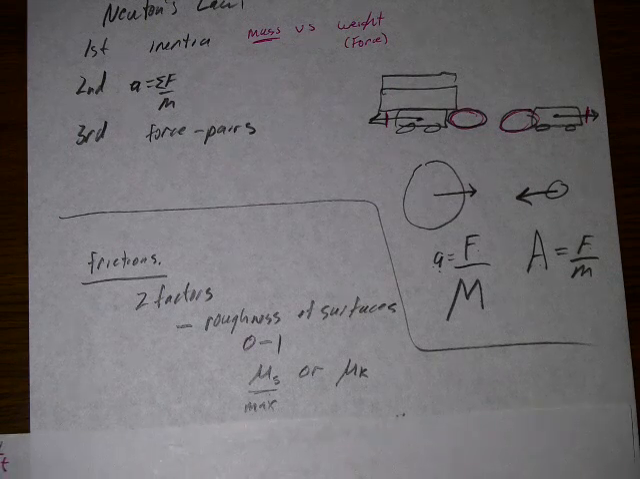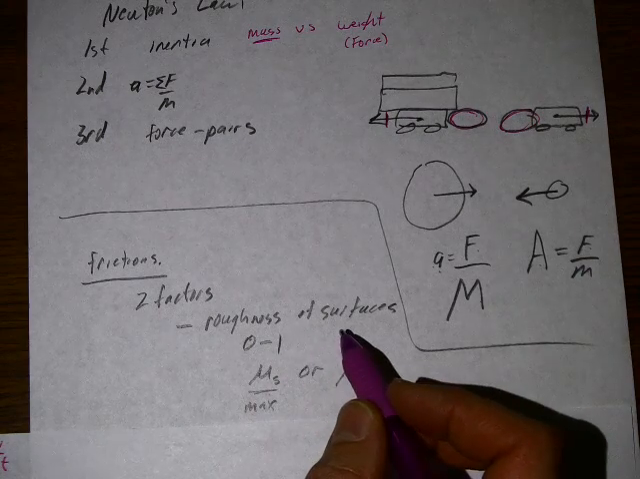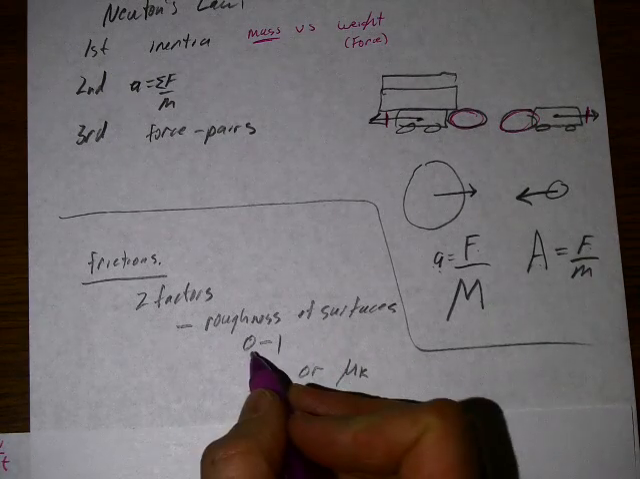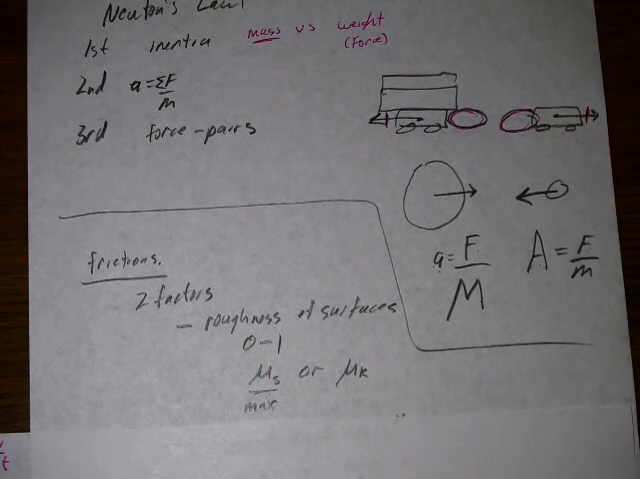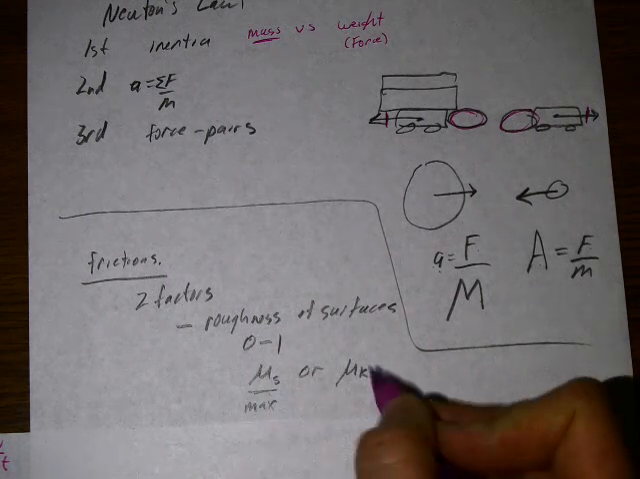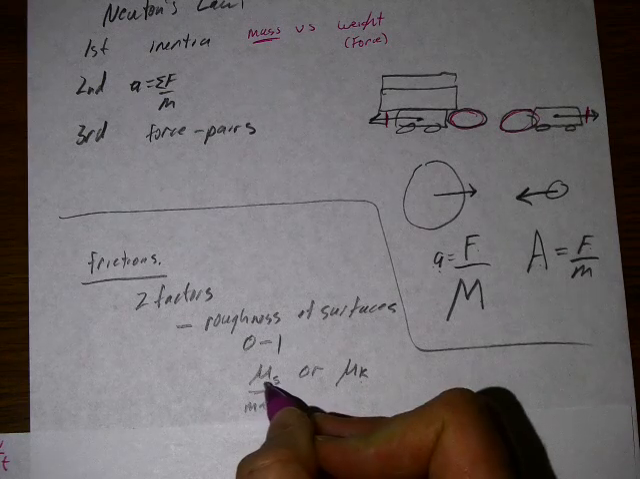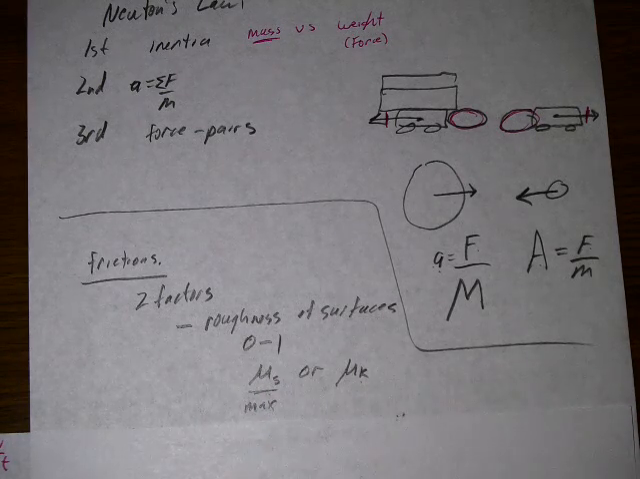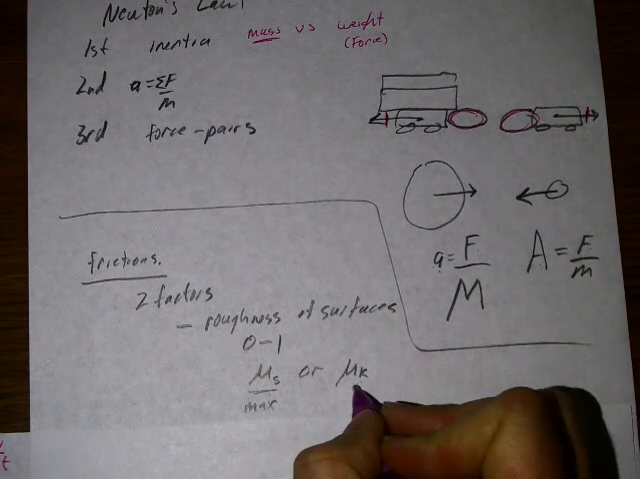The roughness of the surfaces is the first thing, which is measured by a number between 0 and 1. It has no units. It's a coefficient. Coefficient of static friction or coefficient of kinetic friction. We're using the Greek symbol mu here for that.